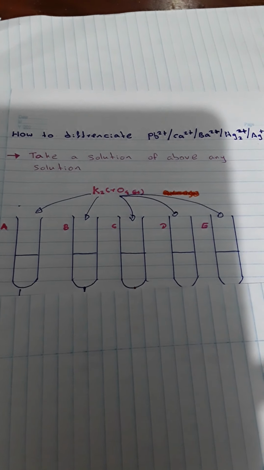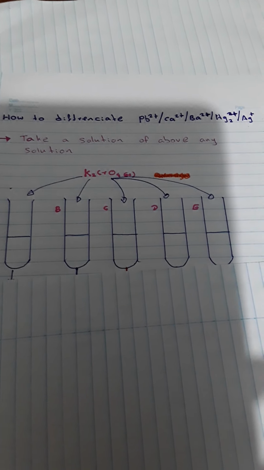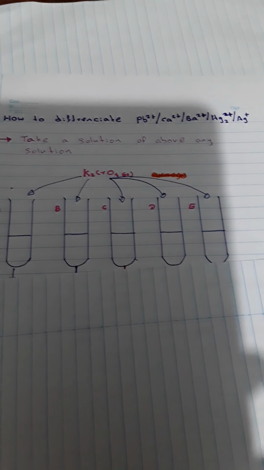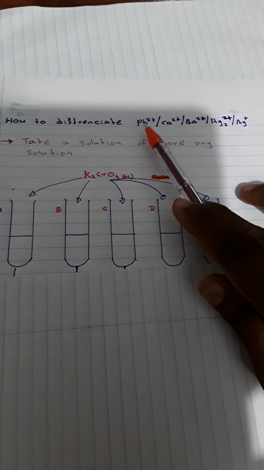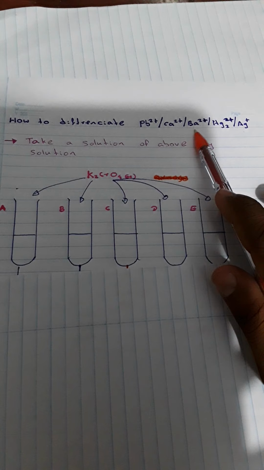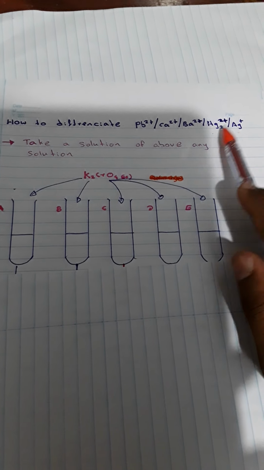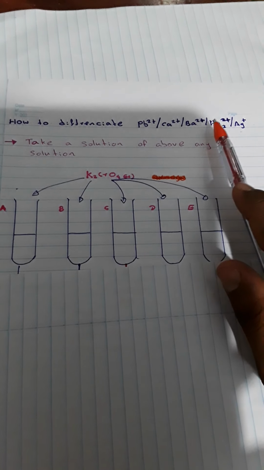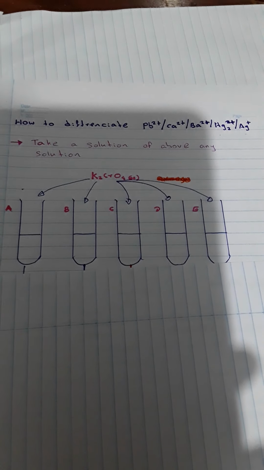Okay, now the question that we are going to discuss today is how can I differentiate a group of cations? How can I identify each cation from the group of solutions given? That means I have been given five cations: Pb2+, Ca2+, Ba2+, mercurous Hg2 2+, and Ag+. So these five cations are given. How can I identify all five cations individually? That's the question. I guess the question is clear to you all.